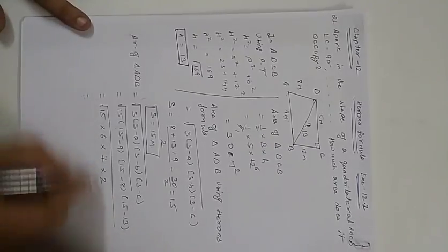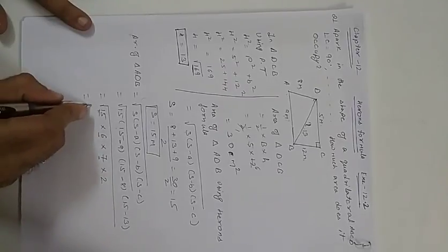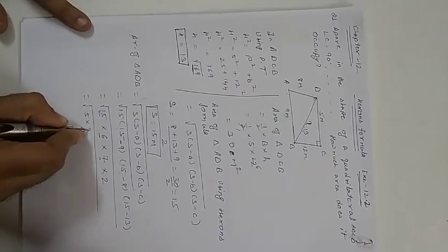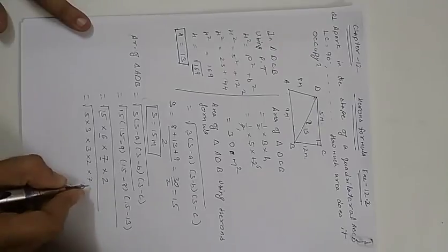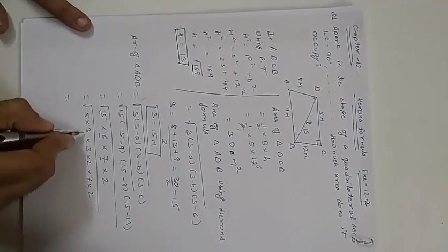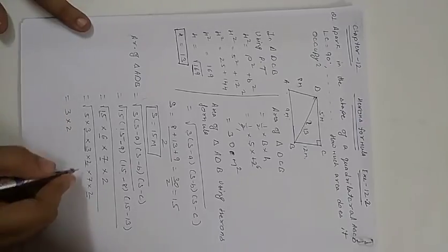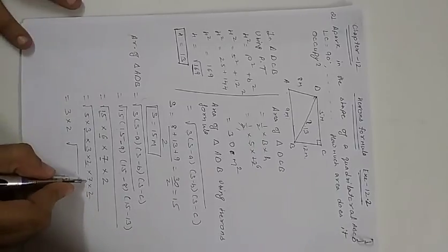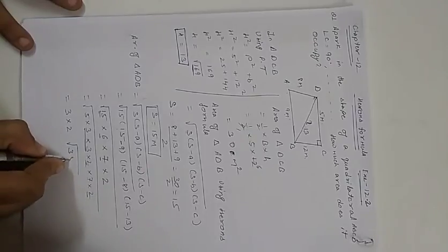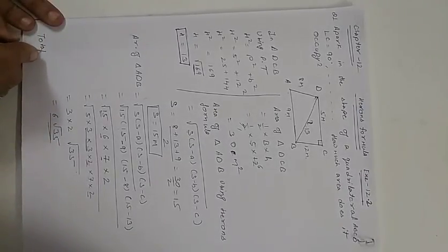Now we have to solve this root. So break each and every value into its simplest form. So 15 I can write as 5 into 3. This 6 I can write as 3 into 2, 7 into 2. Now see the pairing. This 3 has one pairing, so 3 comes out. This 2 has one pairing, so 2 comes out. What is left? Under root 7 and 5. 7 into 5 is 35. So what we got finally? 6 under root 35.